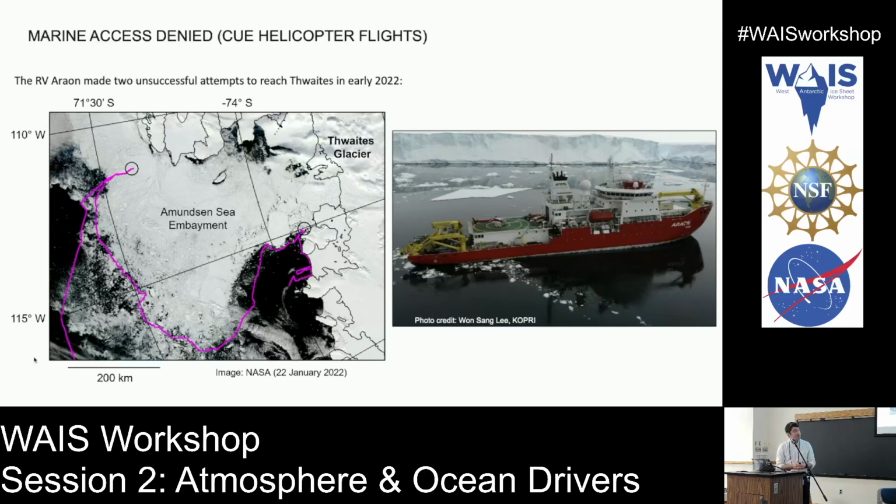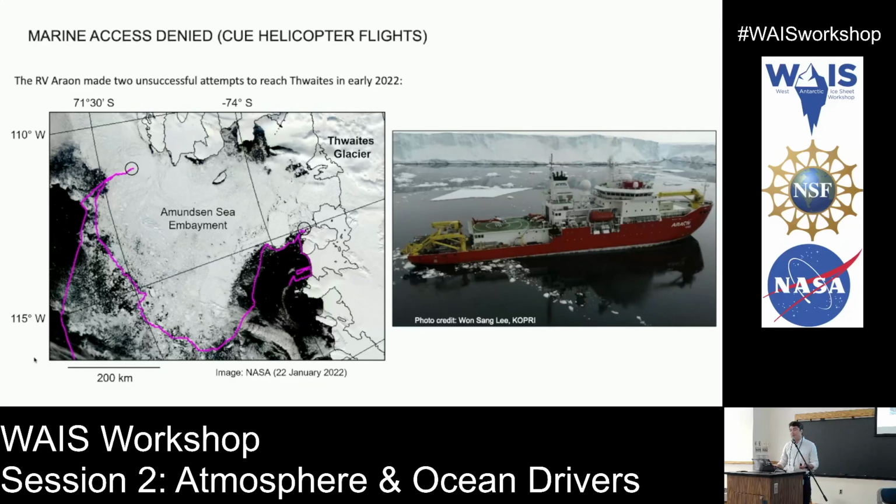In early 2022, when I deployed to Antarctica with the Korea Polar Research Institute, the sea ice conditions were really bad, partially because of iceberg B-22 that was in the way, and so we failed to get to Thwaites. You can see the black circles show the closest approach. You can imagine we were all very disappointed in this.